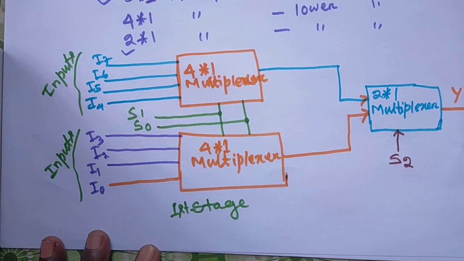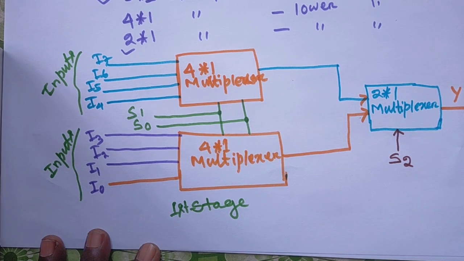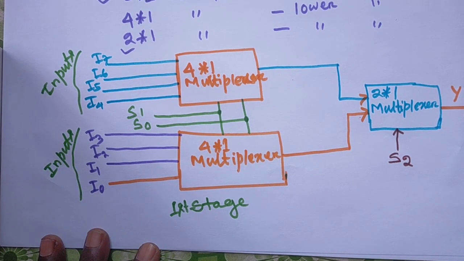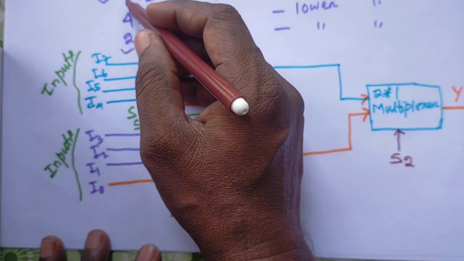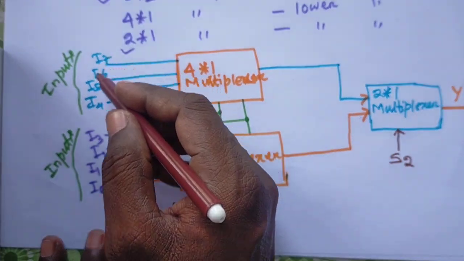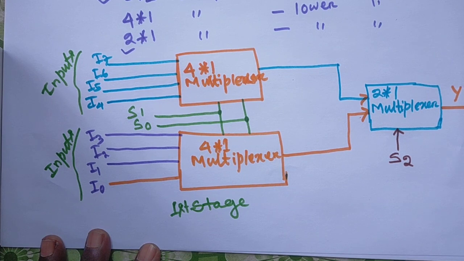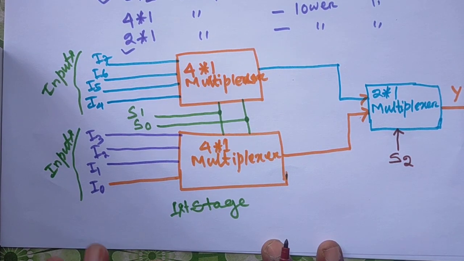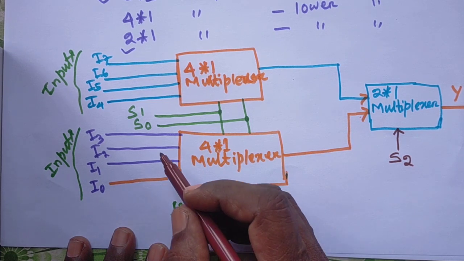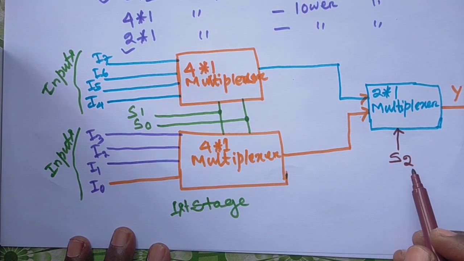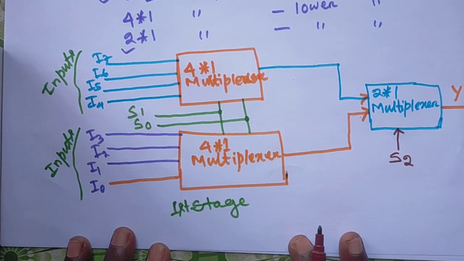Now see, in a very simple way, if we go through the normal concept of an 8-1 multiplexer, then what happens? How many inputs are required? You see, 8 inputs are required. 8 inputs are already given, I0 to I7. In a very simple way, how many selectors are required? 3 selectors are required. So we provide S0, S1 and S2. 3 selectors are also given.